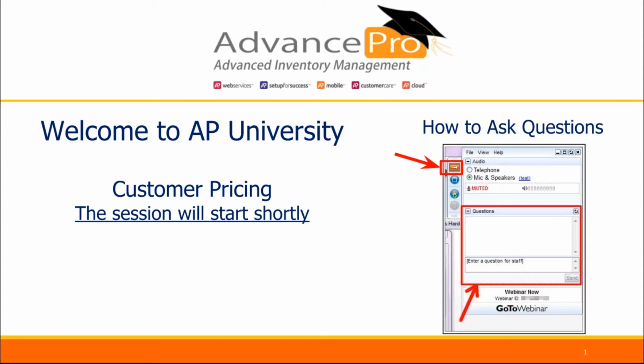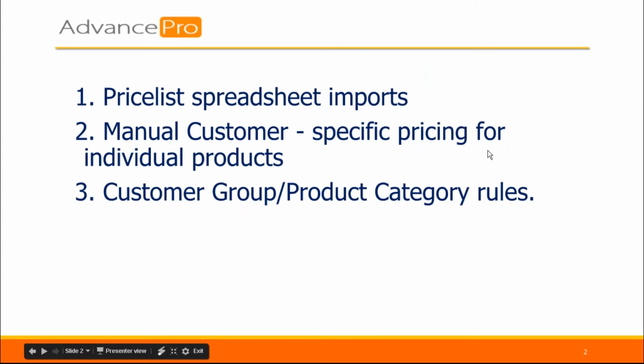Today we're going to be looking at our customer pricing capabilities. Specifically, we are going to be looking at customer price list spreadsheets. We're going to look at associating a specific price to a specific customer from the product page. That's a manual process. And we're also going to look at customer group and product category pricing rules.